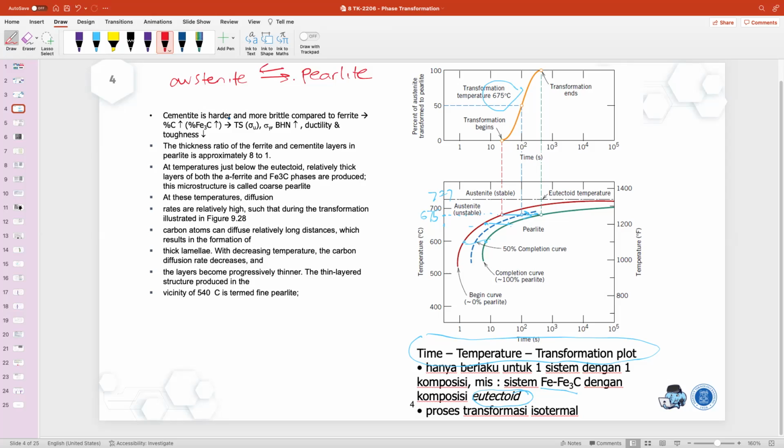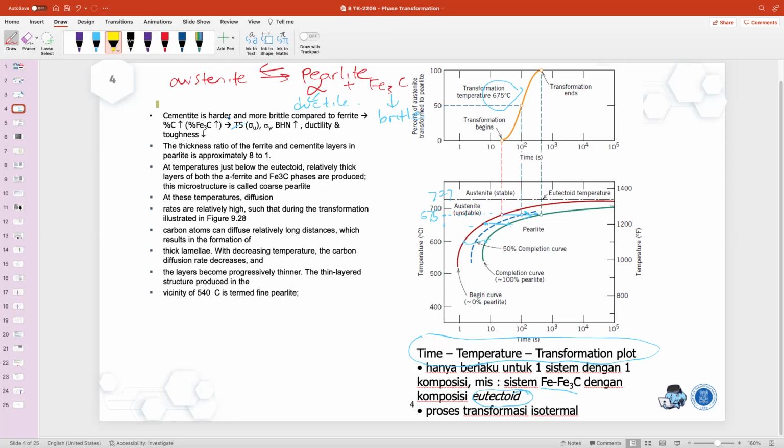Okay, the perlite is actually alpha plus cementite. And we know this one is very brittle, while perlite is quite ductile. So cementite is harder and more brittle compared to ferrite. So with the increasing carbon, the tensile strength, Brinell hardness number, and ductility and toughness will decrease.